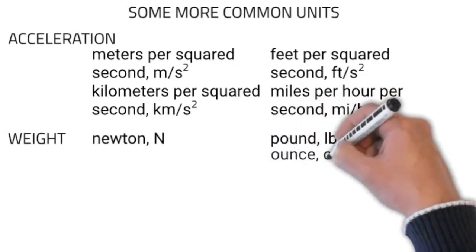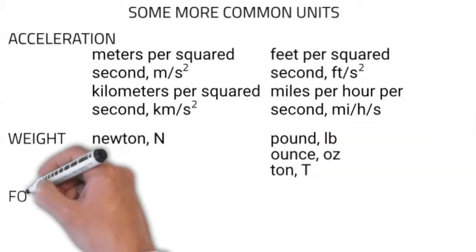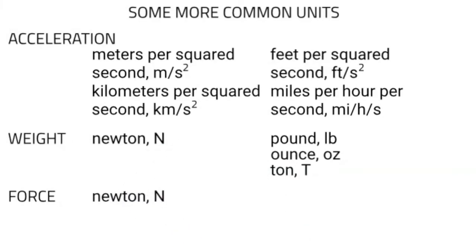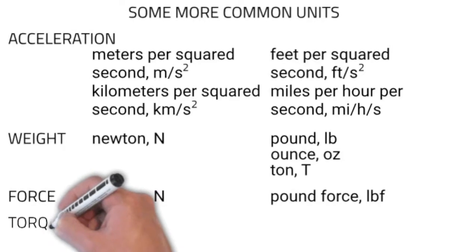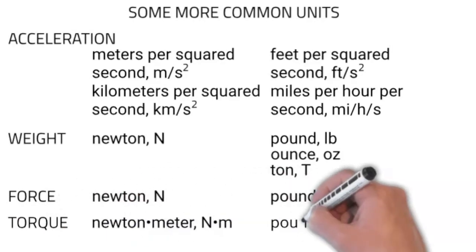For weight in the metric system, we have the newton. In the imperial system, we have the pound, the ounce, and the ton. For force, we have the newton in the metric system and the pound force in the imperial system. And that brings us into torque. We have the newton meter, and then we have the pound foot.